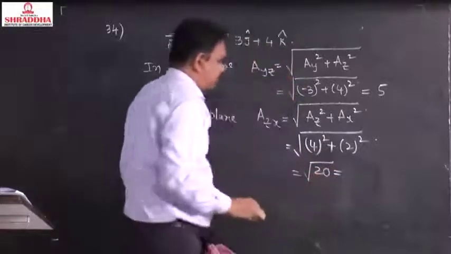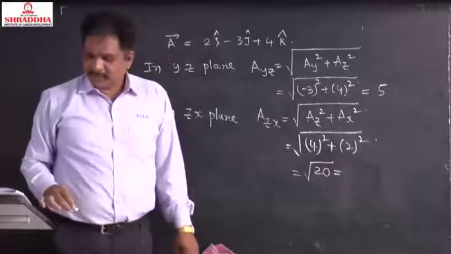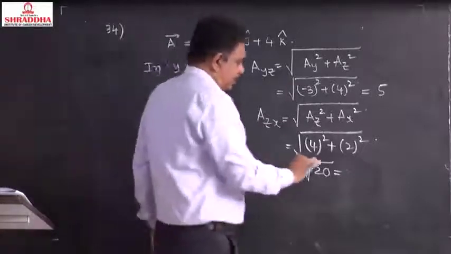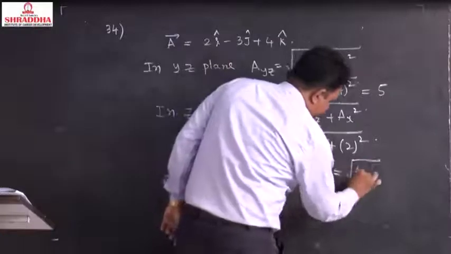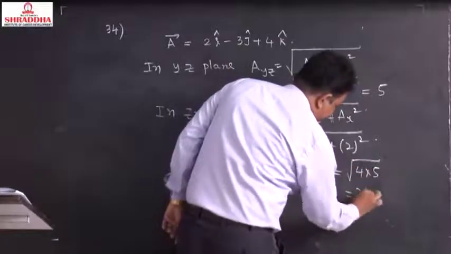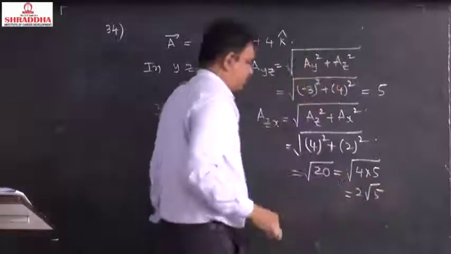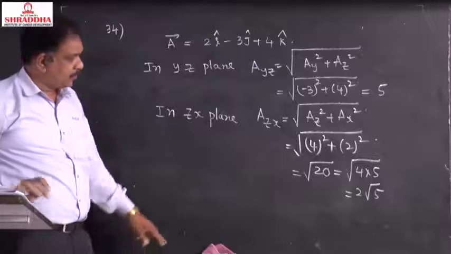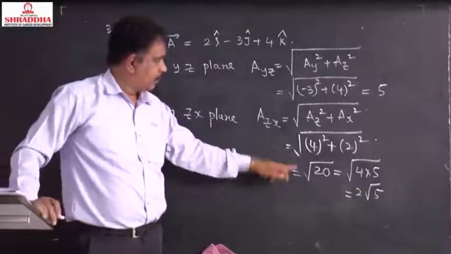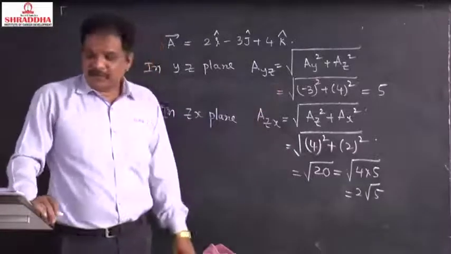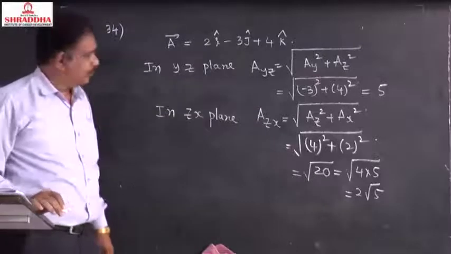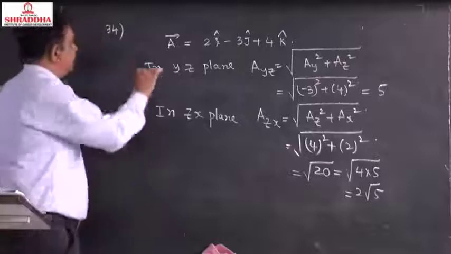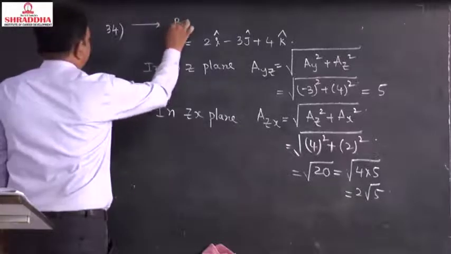Root 20, how much do we get? 4 into 5 we can write, so this will be 2 root 5. So the ZX component is 2 root 5, and the YZ component is 5. Okay, so it will be option B.